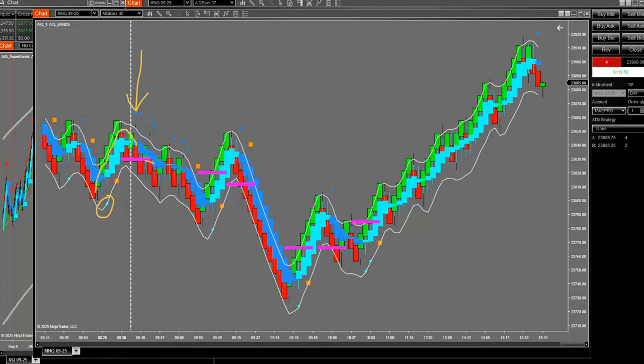As long as I keep getting these Dodger blue dots and I'm not getting aqua dots, I can stay in the trade, basically. The first time I get an aqua dot, I need to either tighten stops, because you might be in a trade that just ripped and you're one and done.